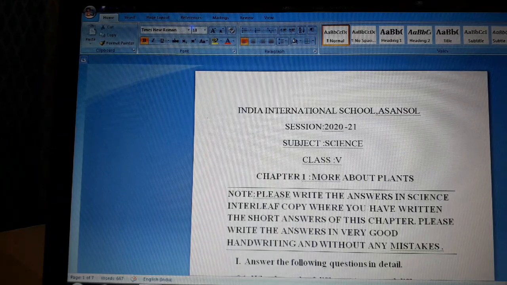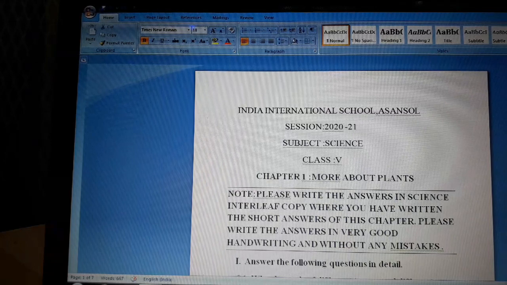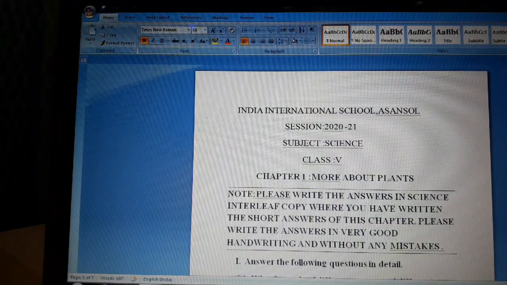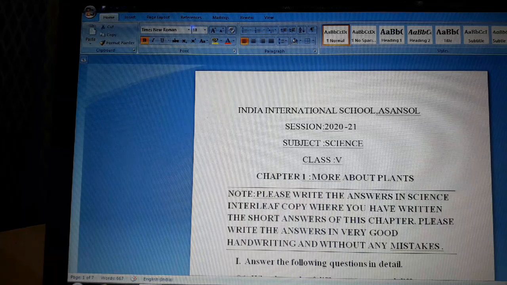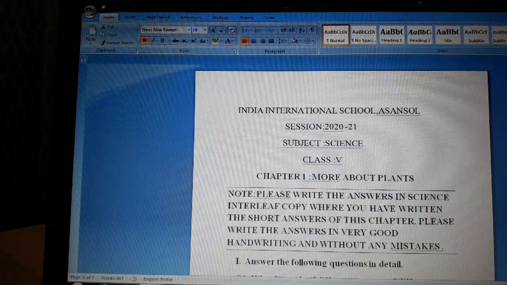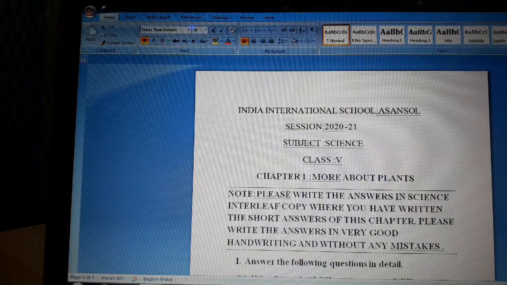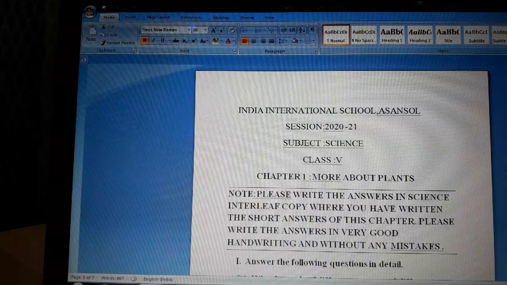Please write the answers in your science interleaf copy, a new copy. If not, then write in the old interleaf copy. I've already uploaded the question answers, both answer in brief and answer in detail. Please do write the answers without any mistakes and in very good handwriting. Now today I'll explain you the long answers so that it will be easier for you to learn the answers.